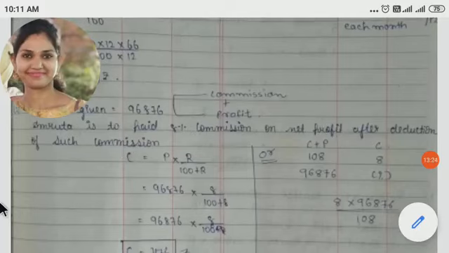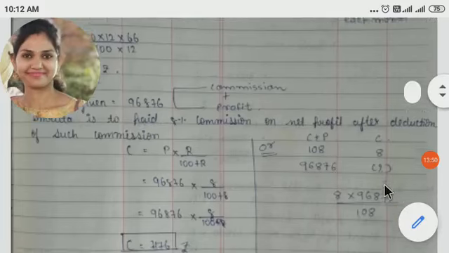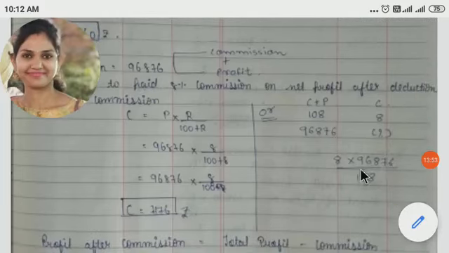Suppose the total profit is 100 plus 8 rupees commission. So commission plus profit is equal to 108. The commission is given as 8%, it means 8 rupees, and profit is supposed to be 100. Then if the profit is 96,876, what is the commission? You will get 8 into 96,876 upon 108, so you will get the answer 7,176 rupees.